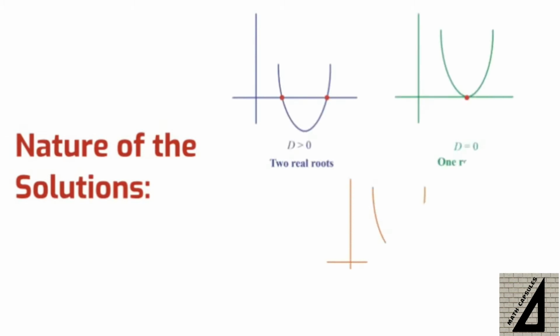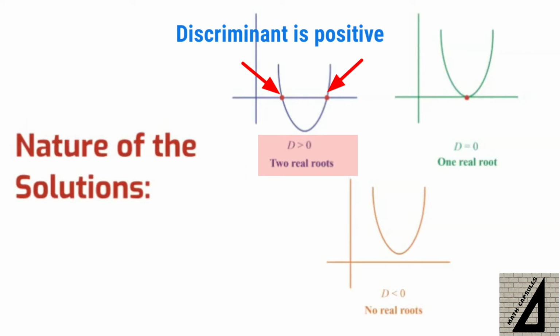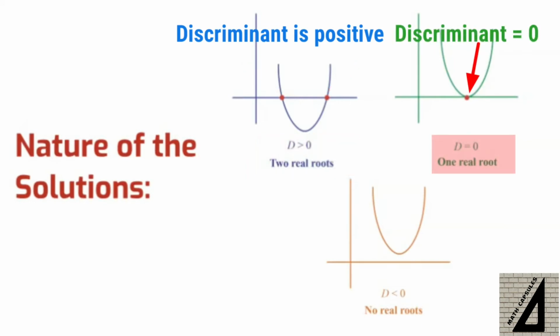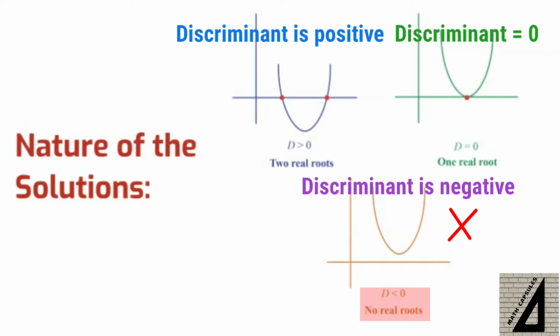The nature of solutions depends on the discriminant. If the discriminant is positive, this means it has two real solutions. If the discriminant is equal to 0, this means it has only one real solution. And if the discriminant is negative, this means that there are no real solutions to the quadratic equation.